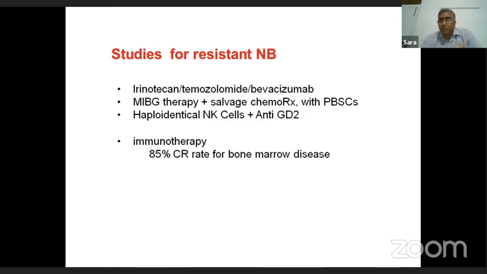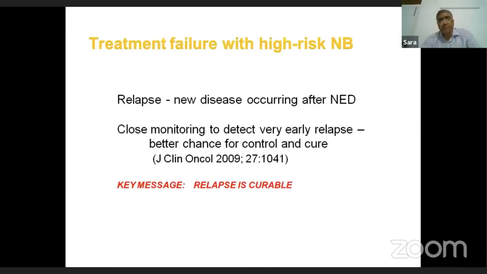Haploidentical transplant from Germany, there is a good data of using T-cell depleted haploidentical transplant with anti-GD2 monoclonal antibody and showing survival of nearly 30 to 40% in refractory relapsed neuroblastomas. Other is immunotherapy alone can be used to get them into remission. So anti-GD2 therapy alone can be used to get them into remission, followed by transplant.